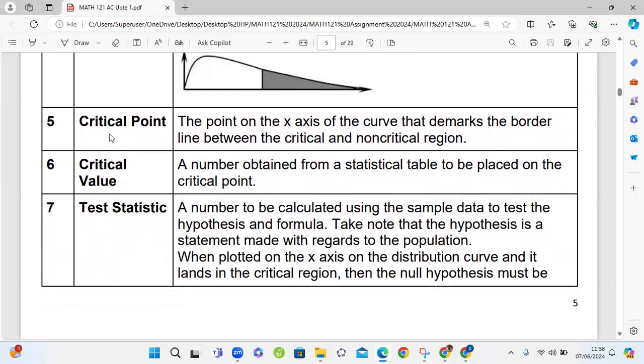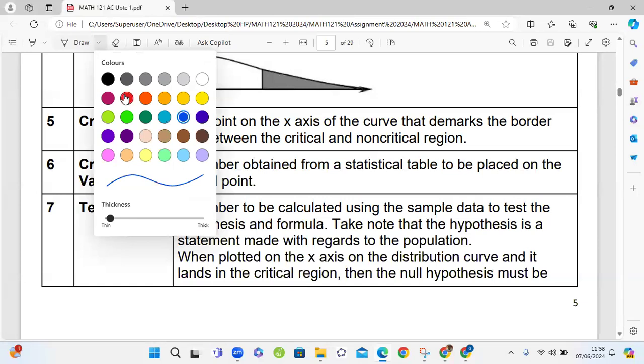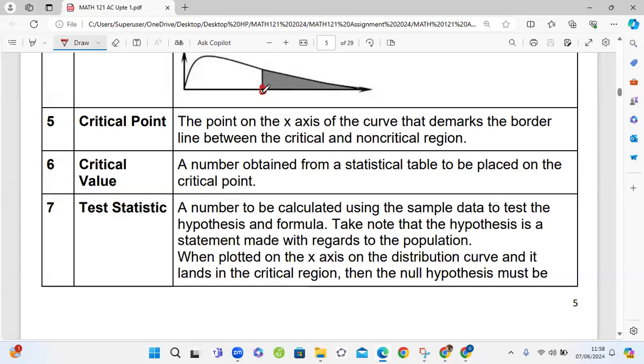The critical point is a point on the x-axis of the curve that demarks the border line between the critical and the non-critical region. So the critical point will come right there. Right there will be a critical point. Okay? So please take that into consideration. It separates the critical region from the non-critical region.